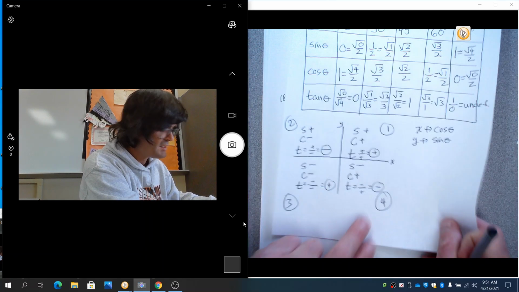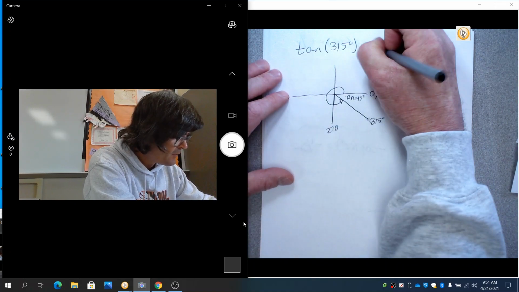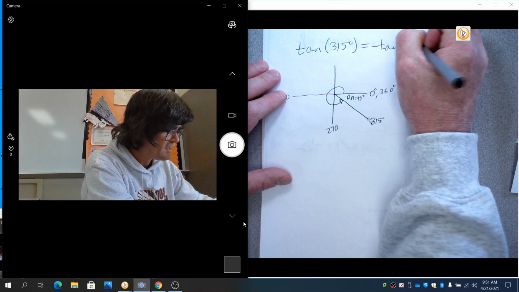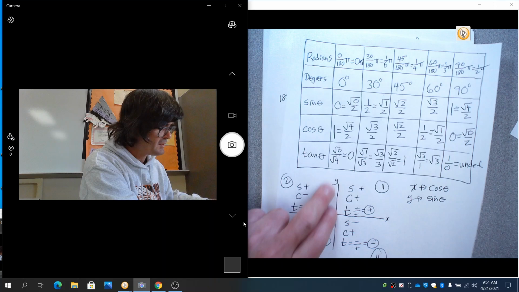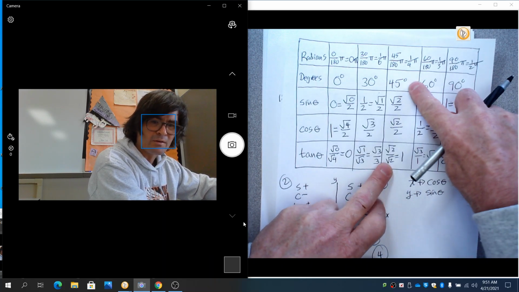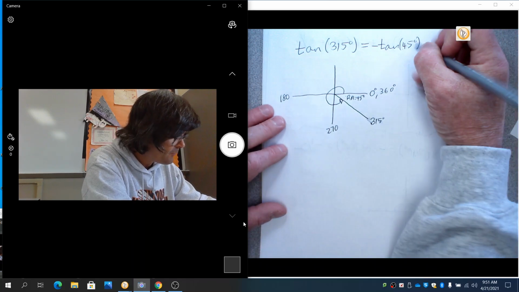Tangent was negative in the fourth quadrant. So this is going to be negative tan of 45 degrees. That's my reference angle. And tan of 45 degrees, here's tangent, here's 45 degrees. That was 1. So this is all going to sort out just to be negative 1.